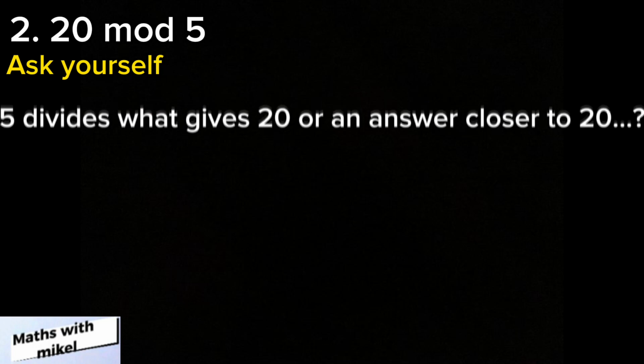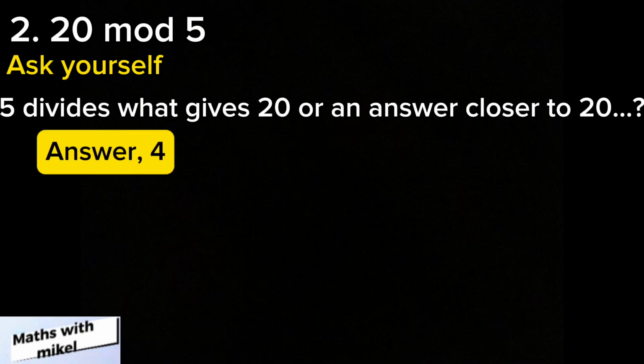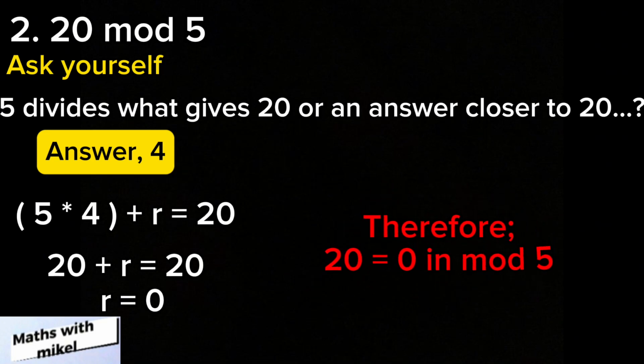Let's take another example. 20 mod 5. So you ask yourself, 5 divides what gives 20 or an answer closer to 20. We all know that is 4. So 5 times 4 plus a certain remainder we don't know is 20. So 20 plus the r is equal to 20. Then we know r, which is the remainder, is 0. That's the case. We can conclude that therefore 20 is equal to 0 in mod 5.